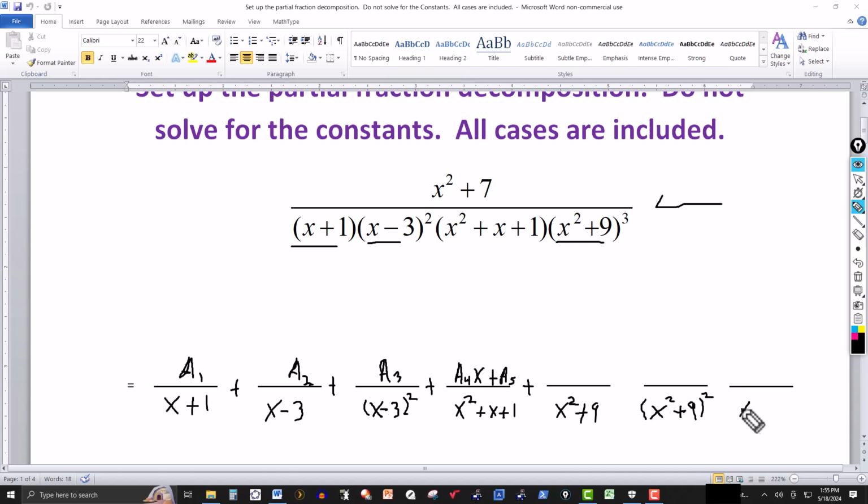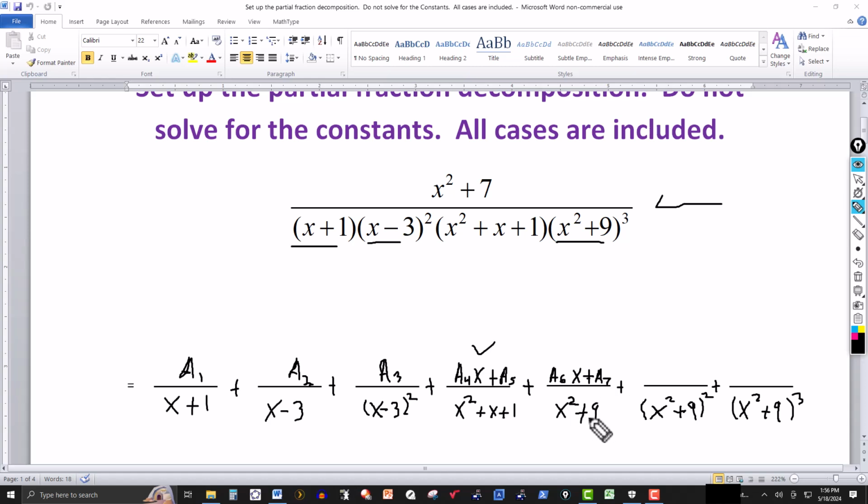And then x squared plus 9 to the third. Now again, had this been x squared plus 9 to the fourth, we'd have another expression, x squared plus 9 to the fourth power. And then this will be a plus here, and then we continue. The subscripts will be a1, a2, a3, a4, a5. So this one again will be similar to this one here. This will be then a5, the next one will be a6. So it'll be x plus a constant, a7.